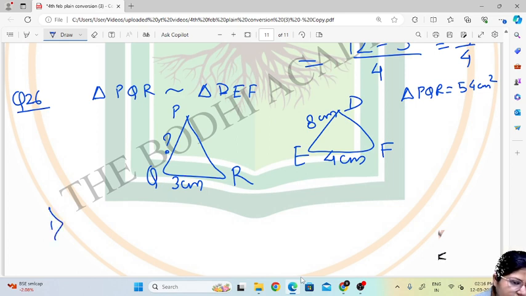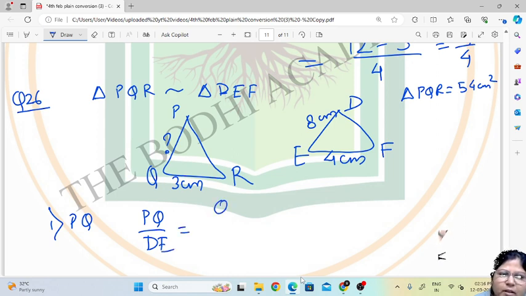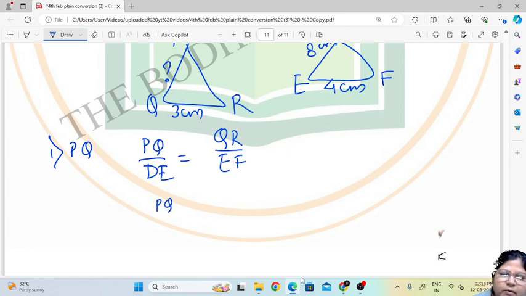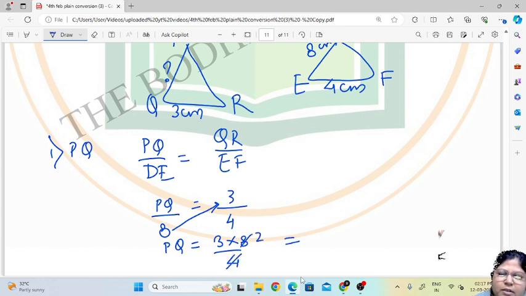So for the first one, PQ, what we can write, as we know the two triangles are similar, is PQ upon DE equals QR upon EF. The ratios are equal to each other. PQ we have to find out. DE is 8, QR is 3 upon EF is 4. So cross multiply you can do, or you can just do this here. So 3 into 8 divided by 4. So 4 2s are 8. So it is going to be 6 centimeter. So PQ is 6 centimeter.